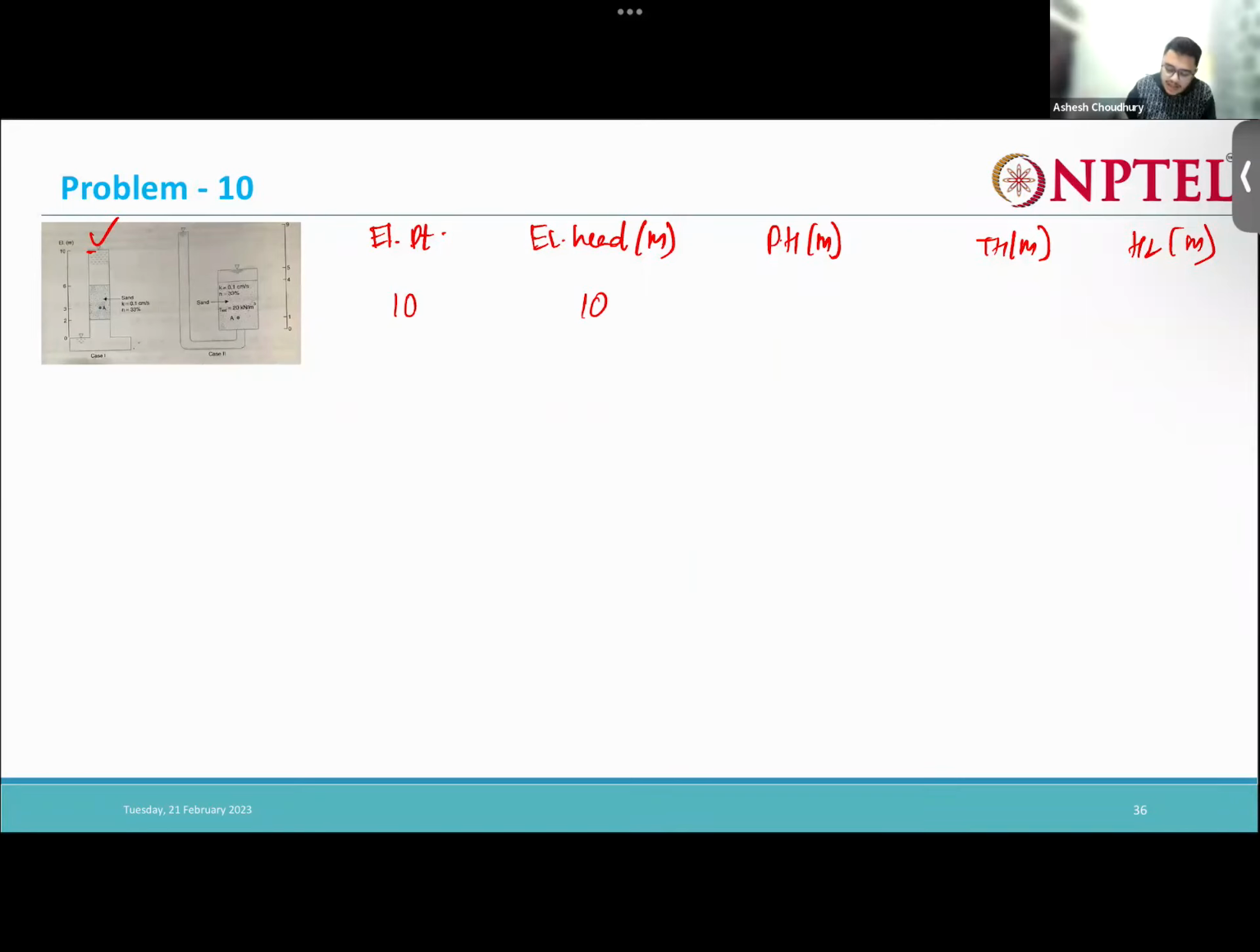Above that, no matter is there, right? So pressure head is 0. What is the total head? It is elevation plus pressure head. It is 10. And that head loss is 0.